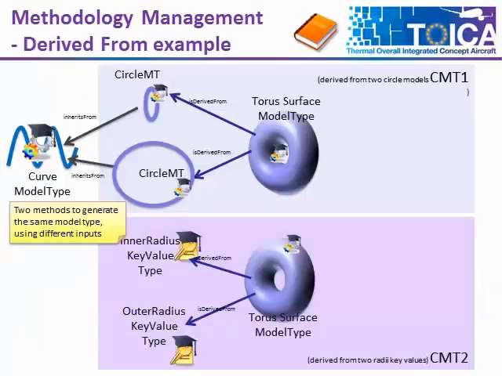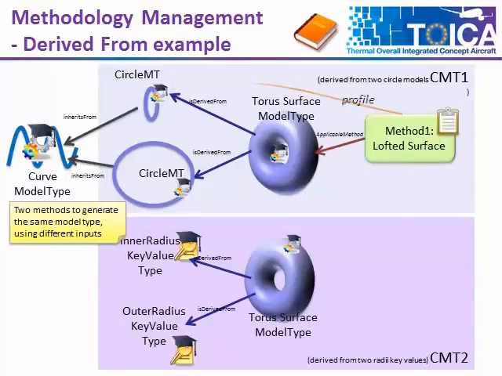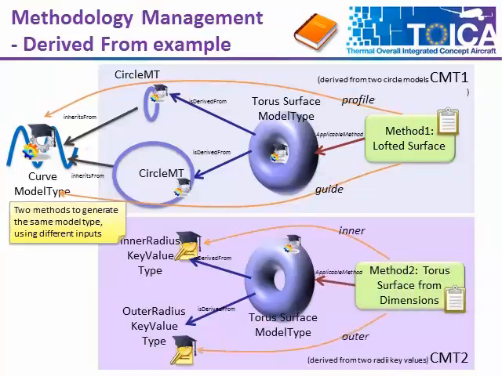Now to continue with our torus example. The first collaborative modelling template has method 1. This has two inputs, a profile and a guide. Both of these point to a curve model type. The second collaborative modelling template uses method 2. This uses a torus surface from dimensions and has two inputs, an inner, which points to a key value type of the inner radius, and an outer, which points to key value type of the outer radius.